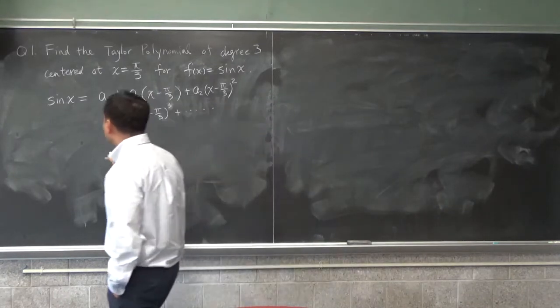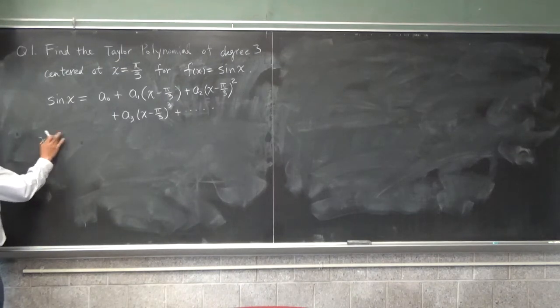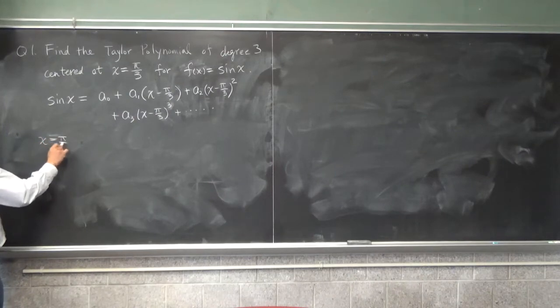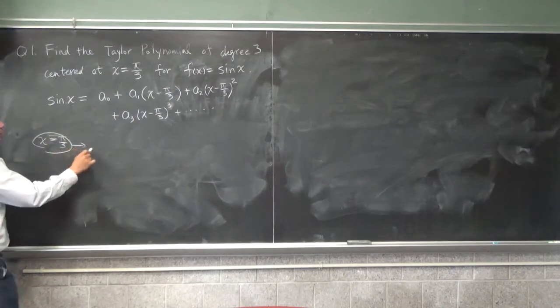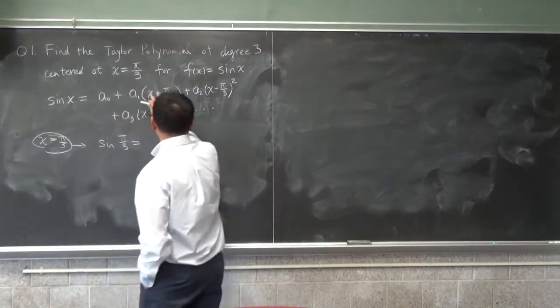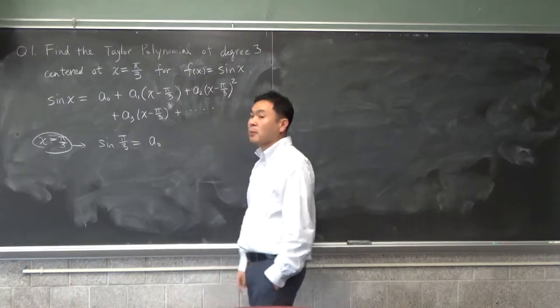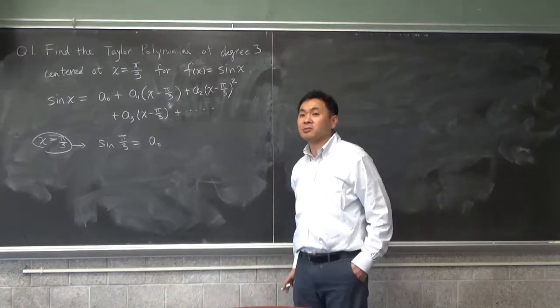Okay, so now we start out by doing what? Plug in pi over 3, x equals pi over 3. Then you get sine of pi over 3 equals, everything goes away and you just get a0. What is sine pi over 3?